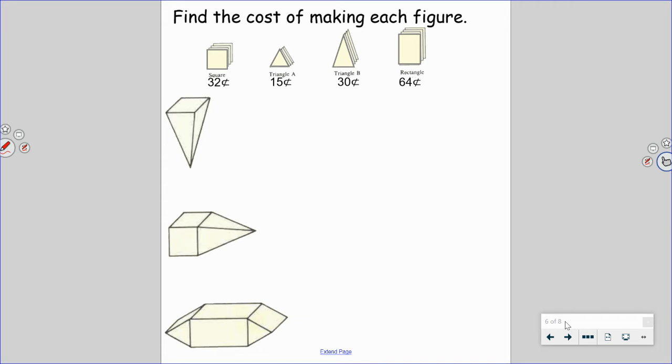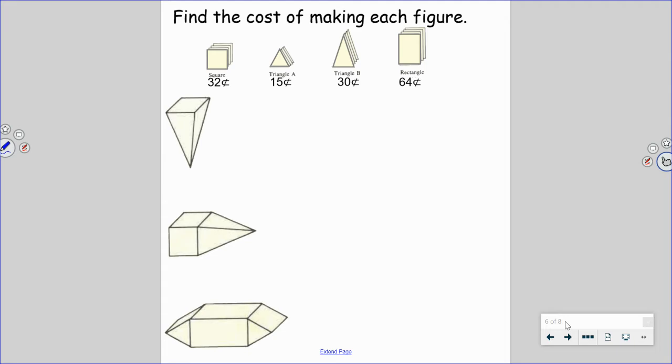Onward we go. Here's some notes, 3 examples for today before starting up our homework. We're going to find the cost of making each figure. In order to make the figure, we have to add certain quantities of shapes. So for instance, number 1, I'm seeing a pyramid. We have one base, and we have then a number of triangles surrounding it.